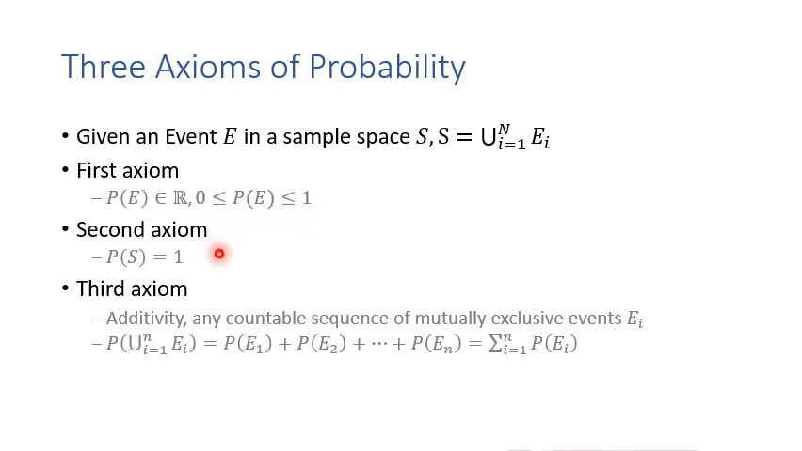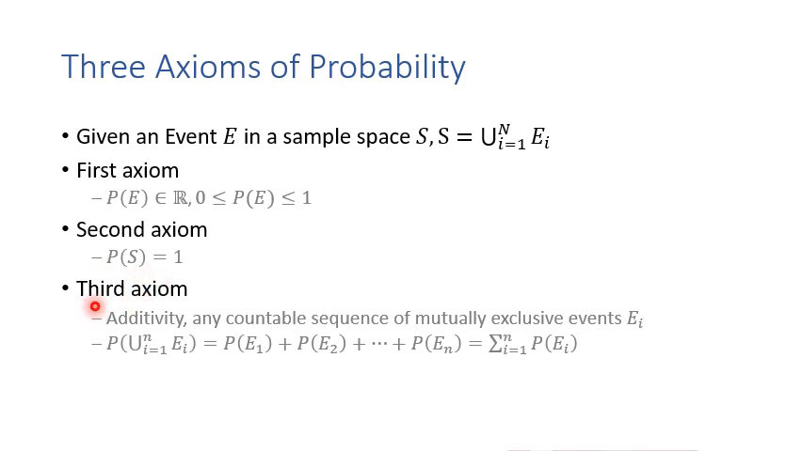The second axiom is that the probability of the union of the sample space, which means that all the events in the sample space happen, is equal to 1. So the sum of the probabilities of all the events in a sample space is equal to 1.